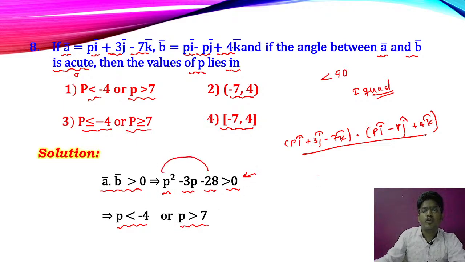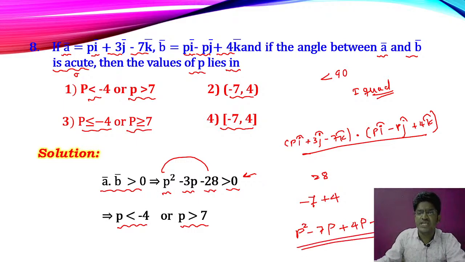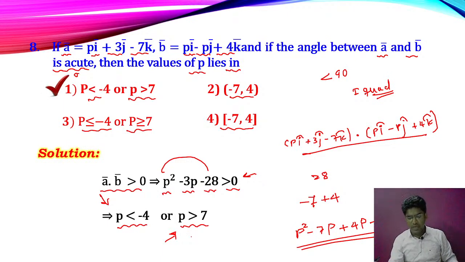See here, product must be -28, sum must be -3, so that you can just see -7 plus 4 you are going to get. So p² minus 7p plus 4p minus 28 is greater than 0. So you simplify this equation, you are going to get p is lesser than -4 and p is greater than 7. Okay, so option number 1 is going to be the right answer. Option number 1 is going to be the right answer for this particular question.